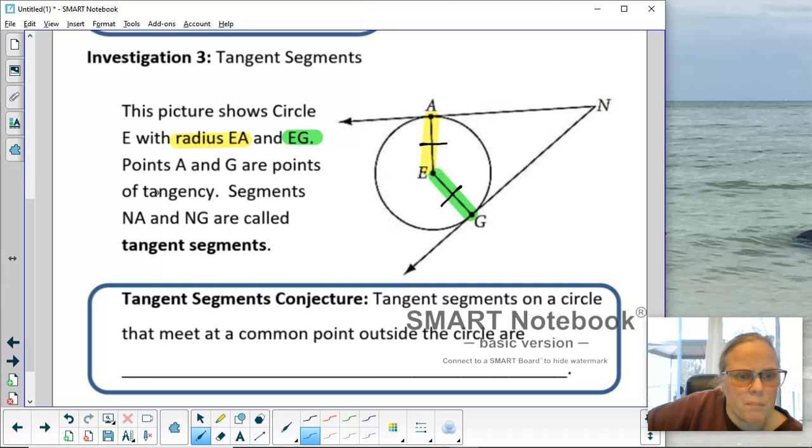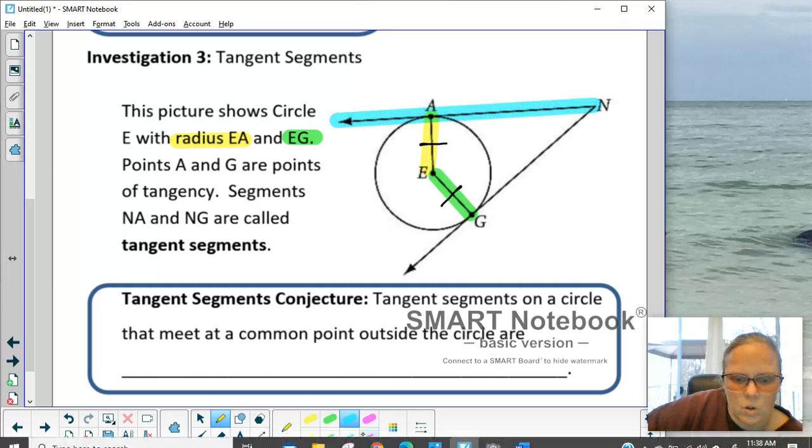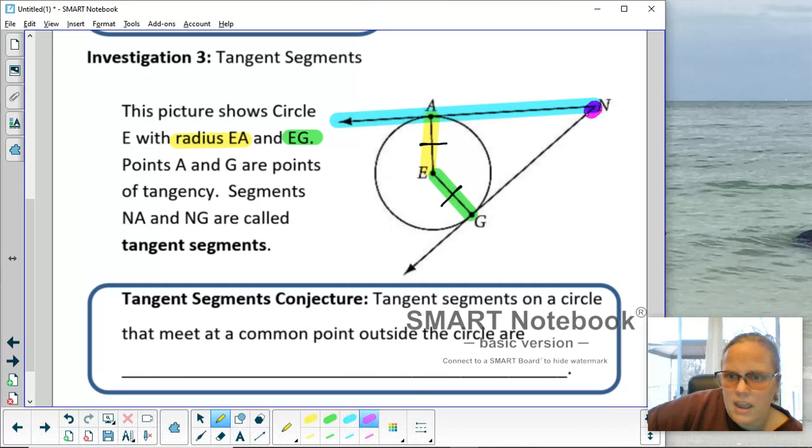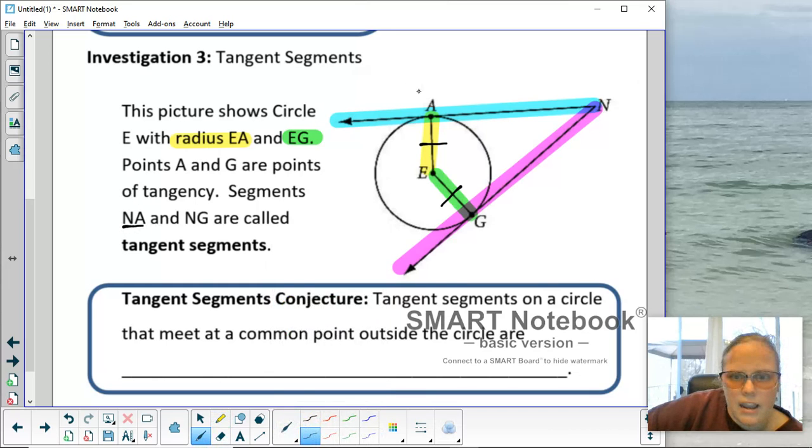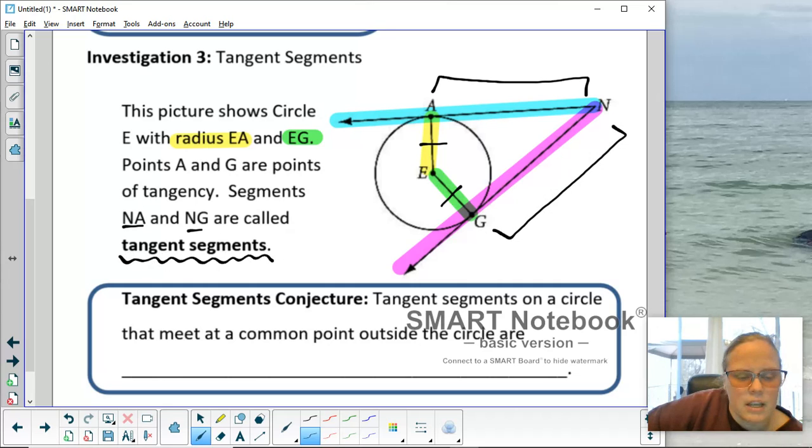Points A and G are points of tangency, which means this ray, NA, is only hitting the circle once. And NG, this ray, is only hitting the circle once. The segments NA, which is this portion right here, and NG, this portion right here, are called tangent segments.